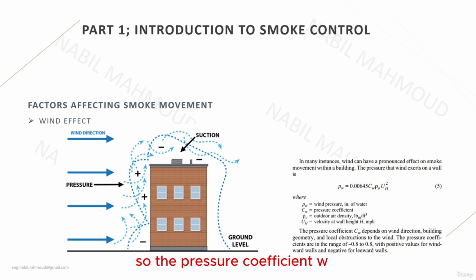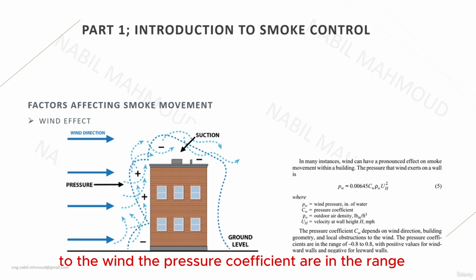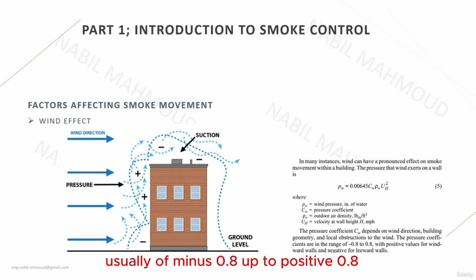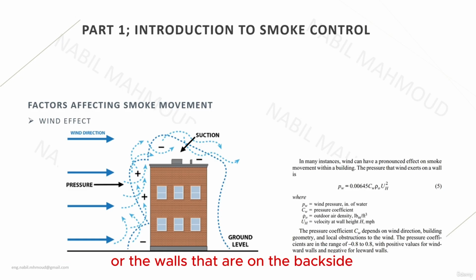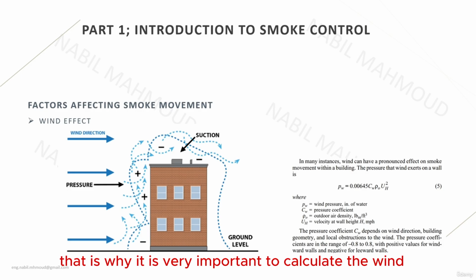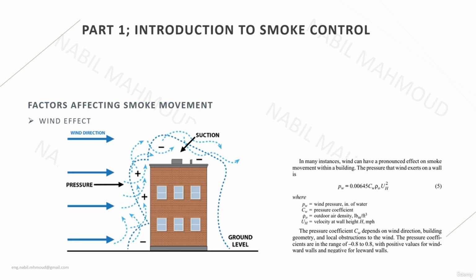So the pressure coefficient CW depends on the wind direction and the building geometry as well, and the local obstructions outside the building to the wind. The pressure coefficients are usually in the range of minus 0.8 up to positive 0.8, and the positive values are usually expressed in the windward walls, which are the walls facing the flow of the wind, while the negative values are for the leeward walls, or the walls on the back side, downwind from the wind flow, which are not facing the wind flow, or the sides that have the turbulence and the vortices formation.